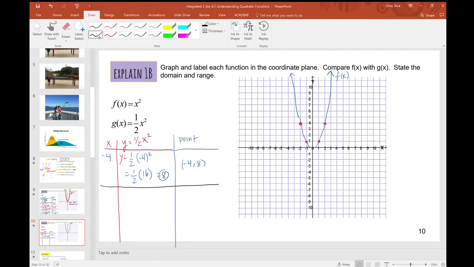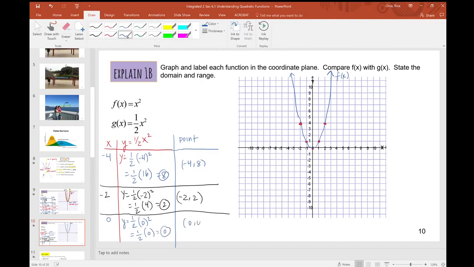Now let's plug in -2. I'm using -2 because -2 is also a multiple of 2. When x equals -2, y will equal 1/2 times -2 squared. -2 squared is 4. Half of 4 is 2. Our second point is at -2, 2. For our third point, I want to go with 0. When x equals 0, y will equal 1/2 times 0 squared. 0 squared is 0, and half of 0 is 0.